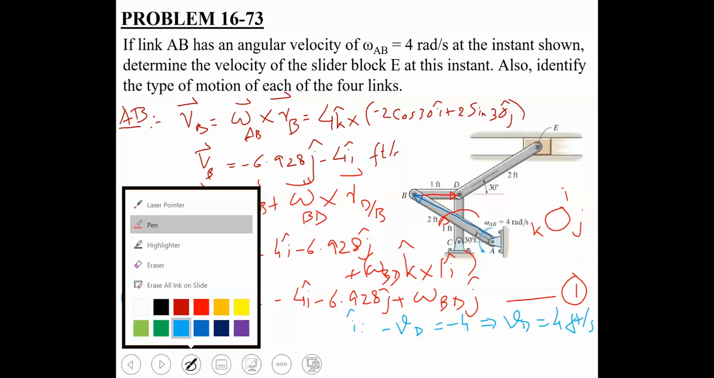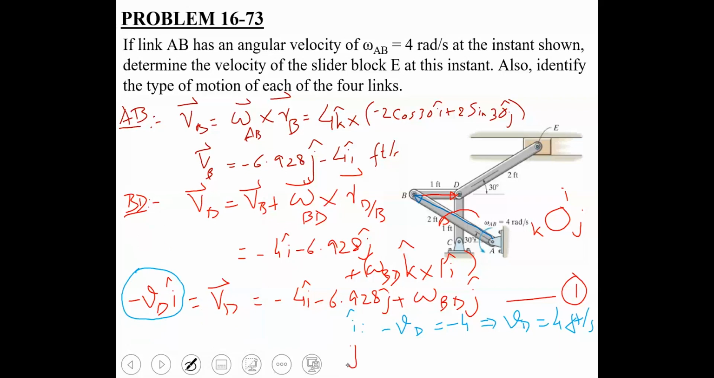Yes sir. Okay, now when you compare the J coefficients, so on the left hand side, what is the J coefficient? Zero. On the right hand side, it is minus 6.928 plus omega BD. So once you solve it, omega BD comes out to be 6.928. और साइन चूंकि पॉजिटिव आया, it means your assumption regarding omega is correct, and this link BD is basically rotating in a counterclockwise direction with an angular velocity of 6.928 radians per second.